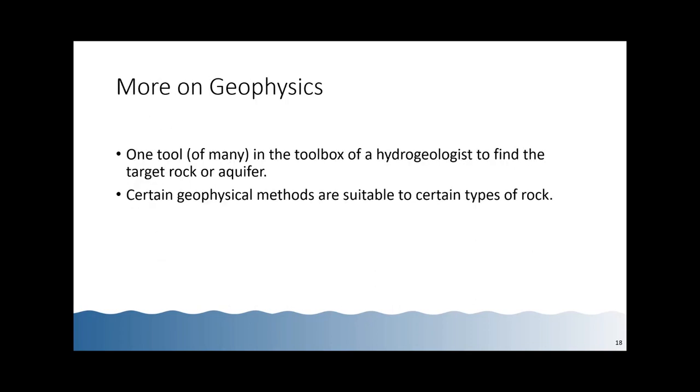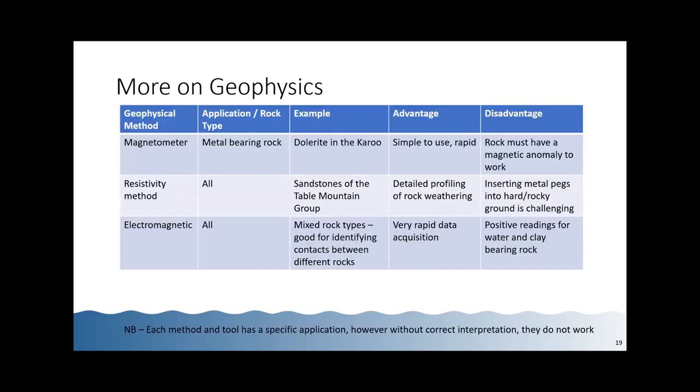So now just briefly some more on geophysics. So as I mentioned, this is only one tool of many that we have to find the target rock or aquifer, that rock that has the best chance of holding water. Certain geophysical methods are better for certain rock types than others. And to discuss that, we've got 3 main geophysical methods in groundwater exploration that have a long history and a proven success rate, and it can actually be defended scientifically. And these are the magnetometer, the resistivity method, and the electromagnetic method.